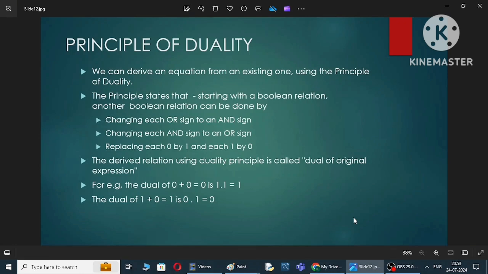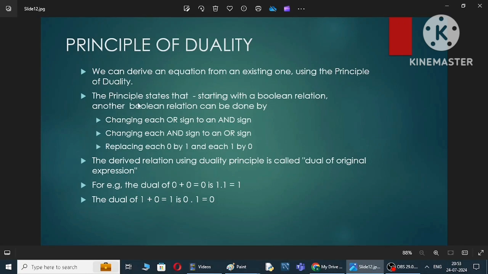So the principle of duality is applied to get or derive an equation from an existing equation. So when you are given a Boolean expression, by applying the duality principle, you can get another expression from that expression. Okay, so look at the second point. The principle states that starting with a Boolean relation, another Boolean relation can be derived by doing what? There are three steps that you have to do to find the dual of a given expression.